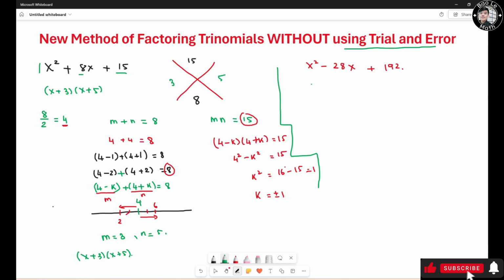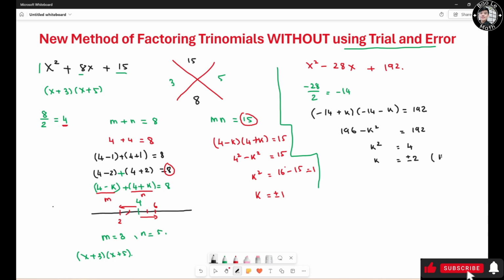The first thing we need to do is take negative 28 divided by 2, which is negative 14. Now I need to form negative 14 plus a number k times negative 14 minus a number k equals 192. I use the difference of two squares. This turns out to be negative 14 squared, which is 196, minus k squared equals 192. So k squared equals 4, and k equals plus or minus 2.